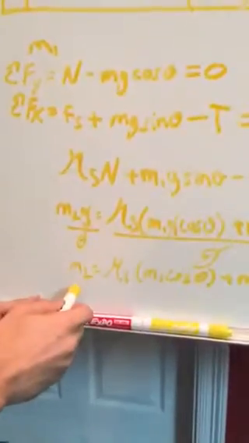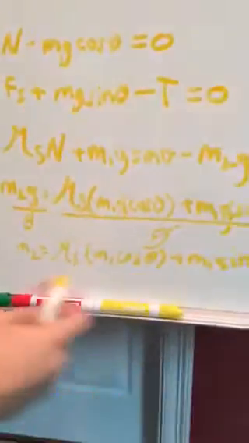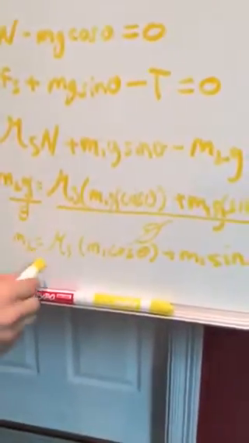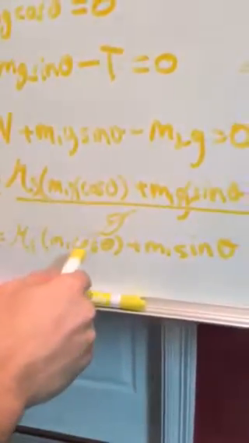We get to the final equation, which is mass 2 equals the coefficient of static friction times mass 1 cosine theta, plus mass 1 times sine theta, which equals 0.45 kilograms.